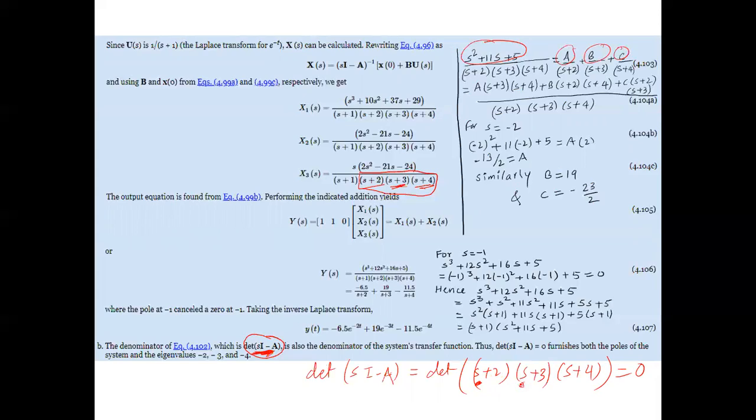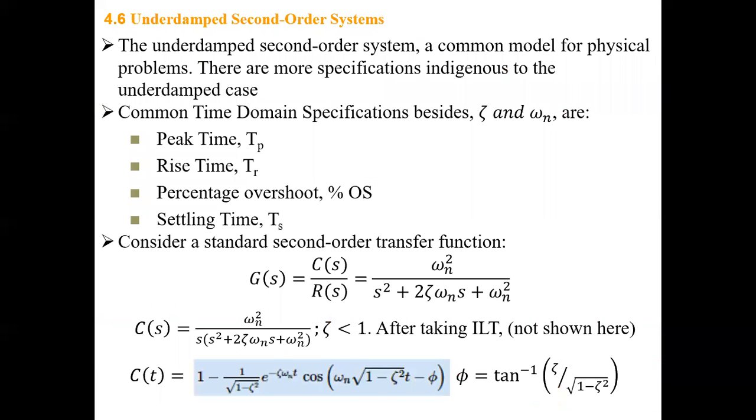When you set this to 0, what do you get? s equals negative 2. When you set this to 0, s equals negative 3. And this gives negative 4, right? So these are the eigenvalues. That's how you figure out the eigenvalues: set the determinant to 0, and the values of s are the eigenvalues. Does it make sense? Right?